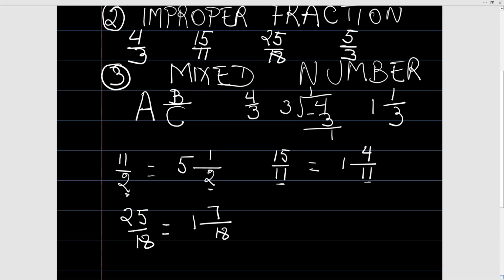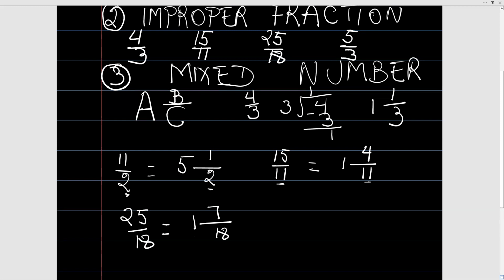So I hope you have noticed, as I said earlier, a mixed number is what? It's a combination of a whole number and one kind of fraction. It's a proper fraction. All right. So this is what we call a mixed number. A mixed number can be converted back to what kind of fraction? An improper fraction.